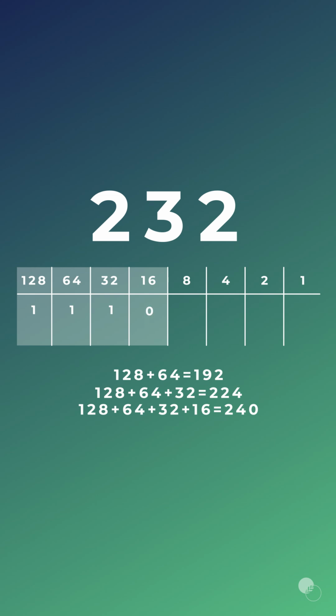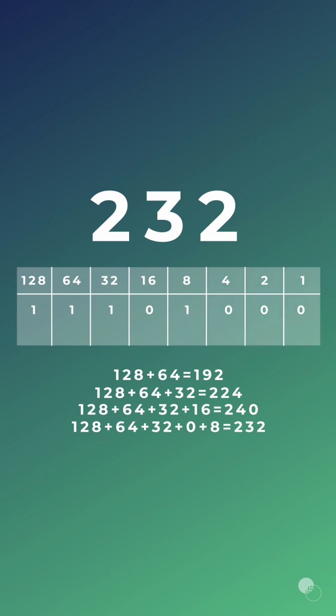So we mark a 0 in this column. The next column gives us our exact number, so we mark a 1. And now that we have our total, we then mark zeros in the remaining columns. Now we can see 232 in binary is 111010000. Quite a simple conversion when we lay it out like this.